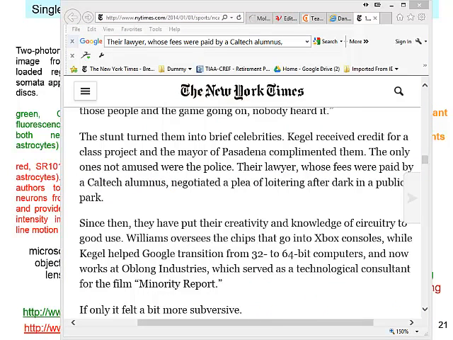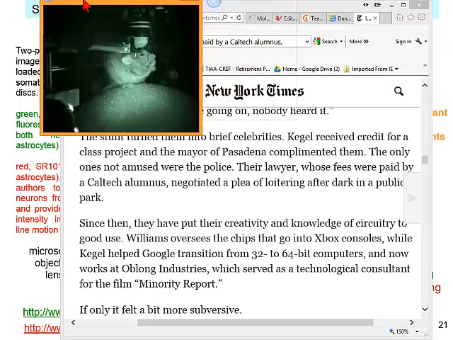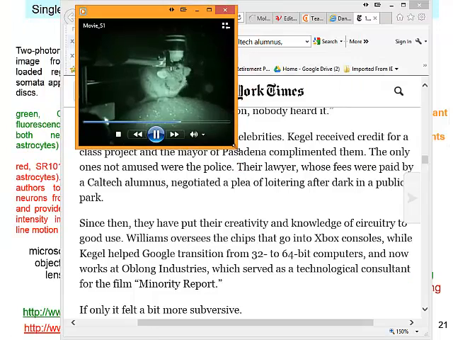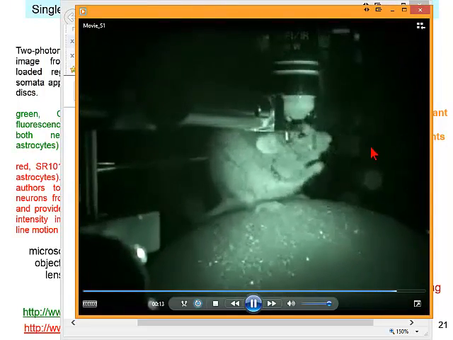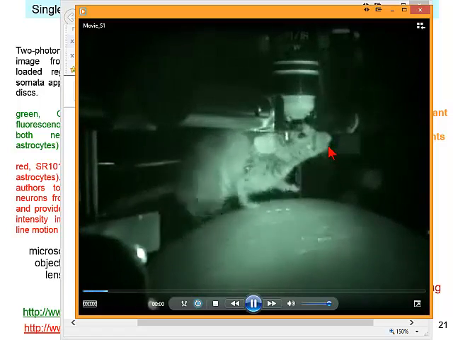So his head is fixed, but he is watching a performance on a video screen. And so he has been trained to move around. He's watching the video screen. You can see he is grooming himself.